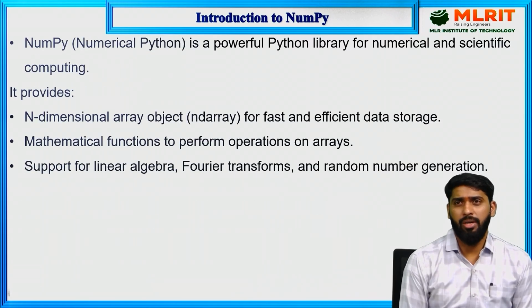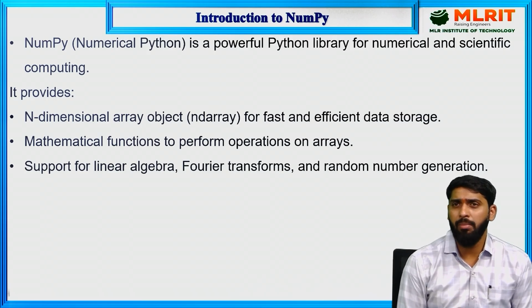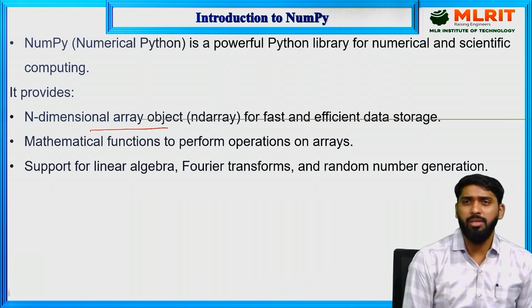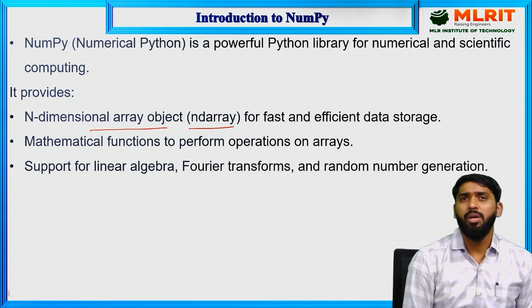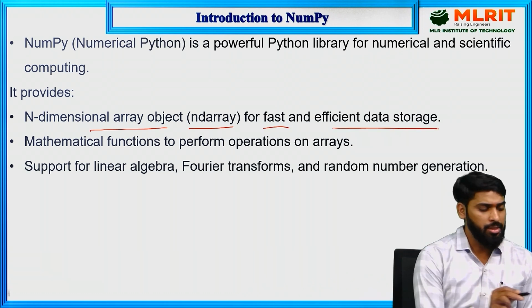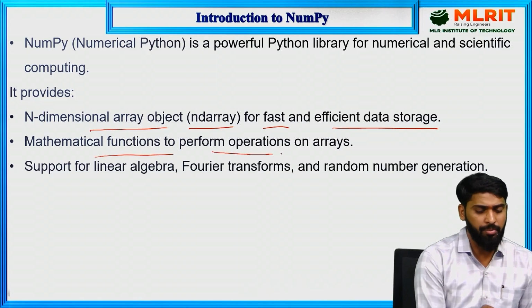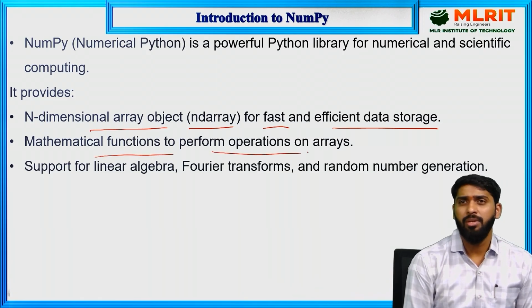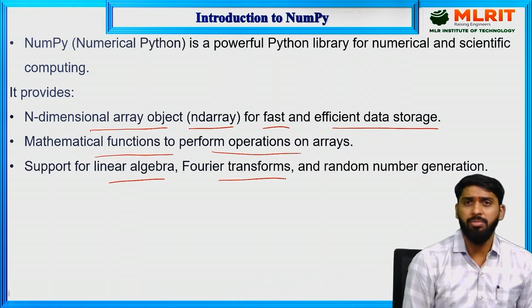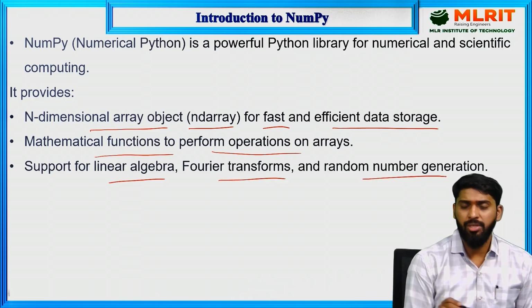Introduction to NumPy. NumPy means numerical Python. Numerical Python is a powerful Python library for numerical and scientific computing. It provides an n-dimensional array object, ndarray, for fast and efficient data storage, and mathematical functions to perform operations on arrays. It supports linear algebra, Fourier transforms and random number generation.